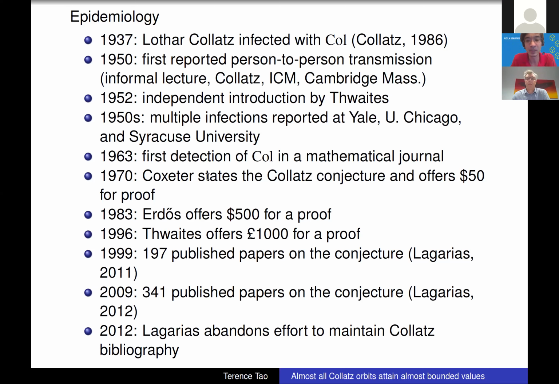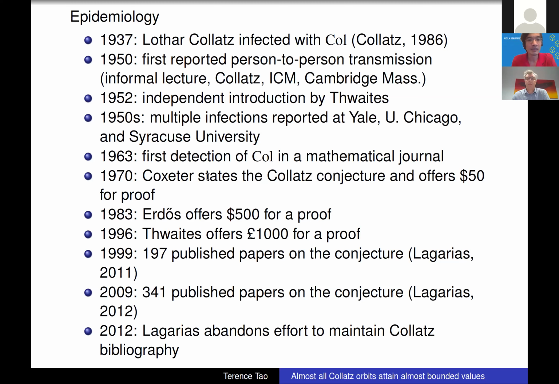Jeff Lagarias at one point was trying to keep an annotated bibliography of all the papers on the Collatz conjecture. By 1999, he had tracked 197 papers on the subject. But 10 years later, it had already multiplied to over 300 papers, and at that point, he gave up trying to maintain a bibliography. So after 2012, I can't tell you how many papers there are on this conjecture, but it's been quite popular.